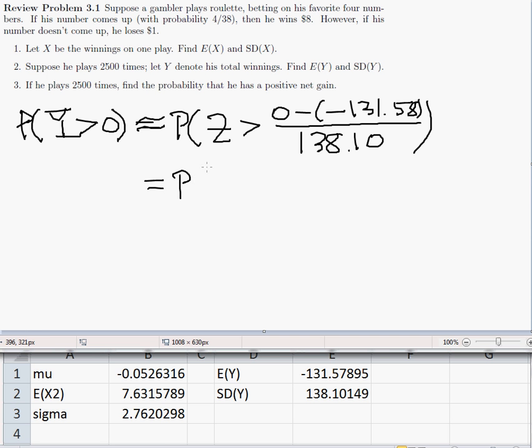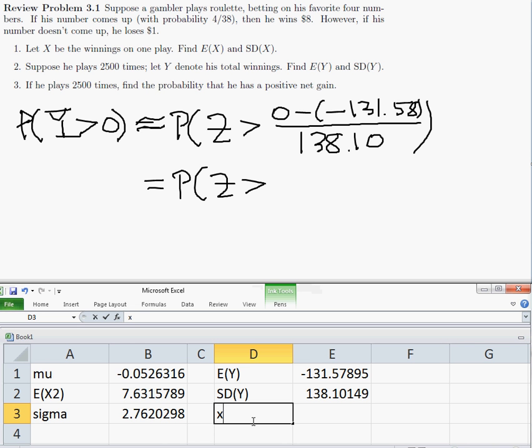So the probability that z is bigger than, so the z value that we have will be equal to 0 minus the expected sum divided by the standard error, which is 0.953 basically.